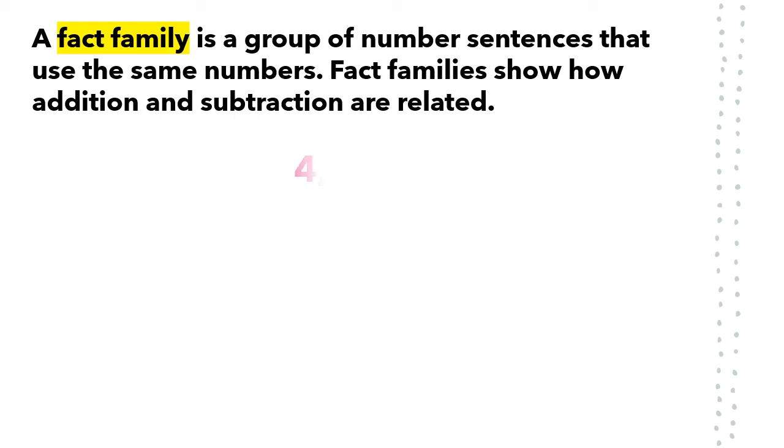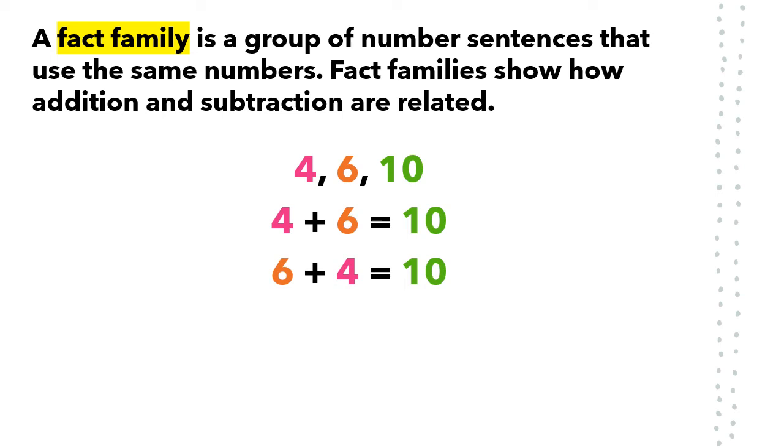So if I had the numbers 4, 6, and 10, and wanted to show how these numbers can be used with addition and subtraction, I can start off by simply saying that 4 plus 6 equals 10. This is an addition sentence that we know to be true. 4 plus 6 equals 10. Now we also know that the commutative property of addition tells us that it doesn't matter what order our addends are in. So I can switch those addends around and get 6 plus 4 equals 10. So there are my 2 addition sentences in this fact family.